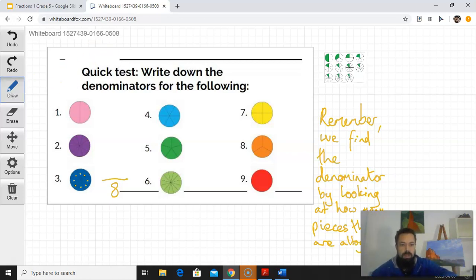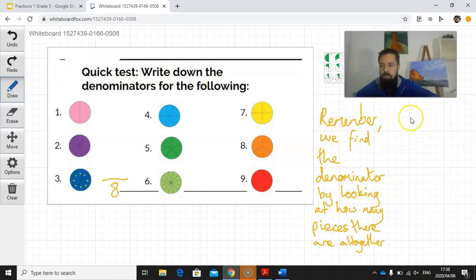Just move my picture out of the way. Right, you have about another 30 seconds to quickly finish those off.